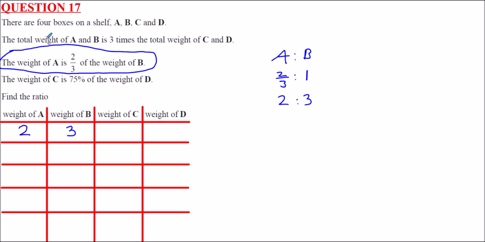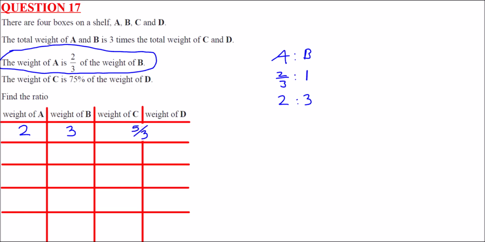And we're told though that the total weight of A and B is 3 times the total weight of C and D. So C and D combined, if I look here, if that's 2 parts for A and 3 parts for B, that's a total of 5 parts. But A and B is 3 times bigger than C and D, so if that's 5 parts, C and D combined will be 1/3 of that, which is 5/3.